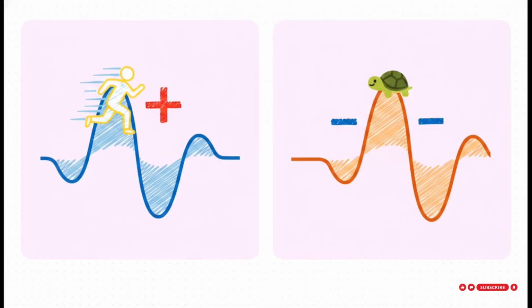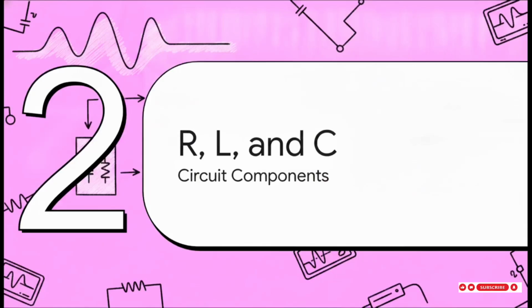So the big question is, how do we describe who's actually winning this race? We use two key terms, leading and lagging. A leading alternating quantity reaches its maximum or its zero value earlier. It's ahead of the pack. We denote this mathematically with a plus sign. A lagging quantity, on the flip side, trails behind and reaches its peak later, which we mark with a minus sign. It's a continuous race, and tracking who is leading and who is lagging is literally the key to all AC circuit analysis.